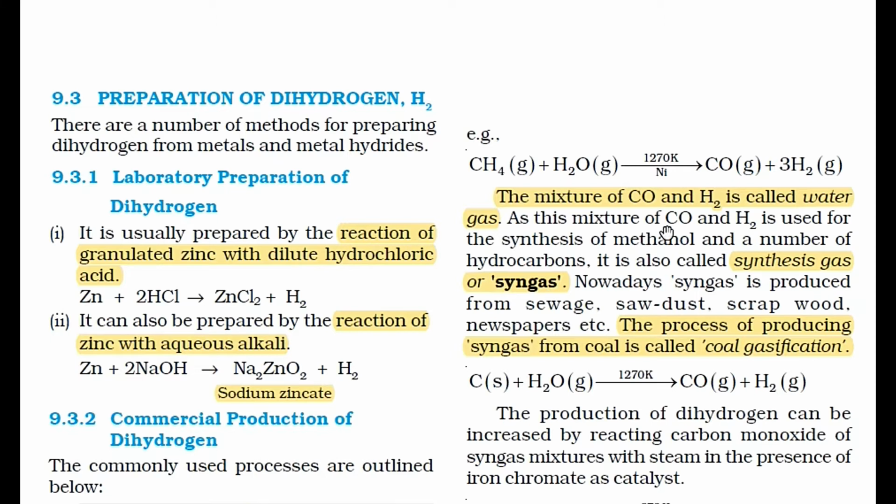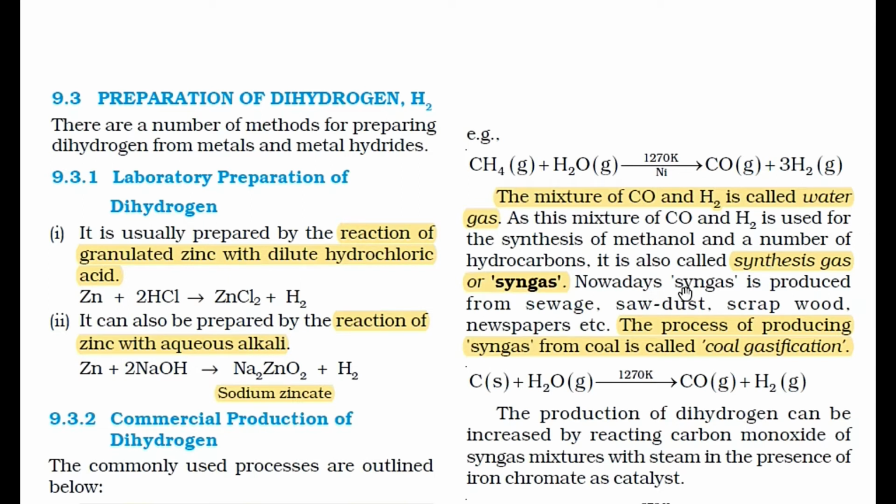The reaction of CO and H2 in the ratio 1:2 in the presence of copper, zinc oxide, alumina at a high temperature produces methanol, and that is an important preparation for CH3OH or methanol. Likewise, CO and H2 can be used to prepare a large number of hydrocarbons. That is why it is famously called synthesis gas or syngas.